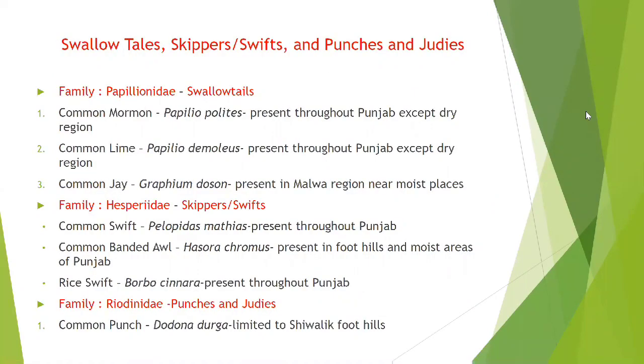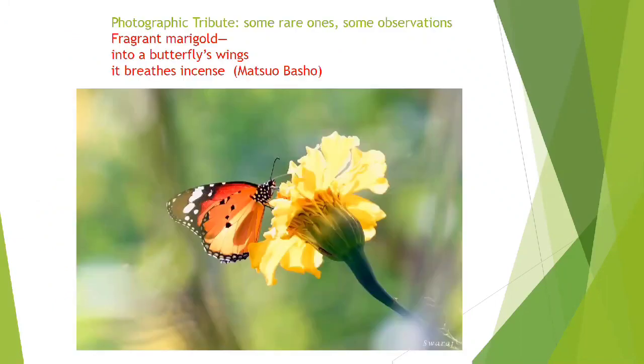Next. And then we come to swallowtails, skippers, swifts, punches, and judies. So family Papilionidae. We have swallowtails like common mormon, common lime, common jay. And I'll talk more about the common jay later on. And then Hesperiidae, skippers and swifts. So quite a few of them, but I have not been able to take pictures of very many, only 2 or 3 which are available in Patiala. Common swift, common banded awl, and rice swift. And then Riodinidae, common punch in the Shivalik foothills. Next.